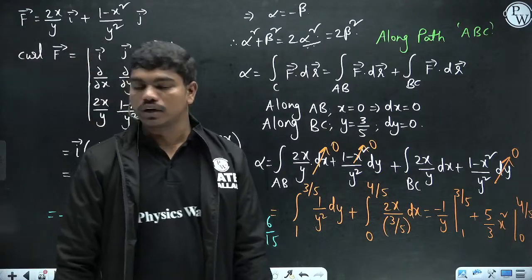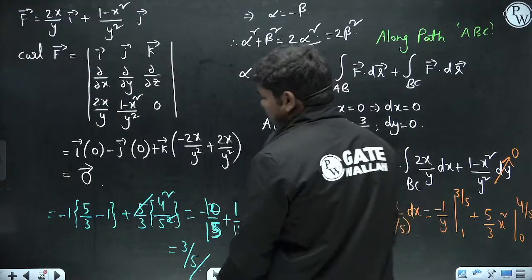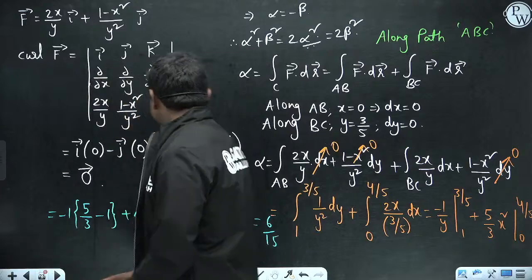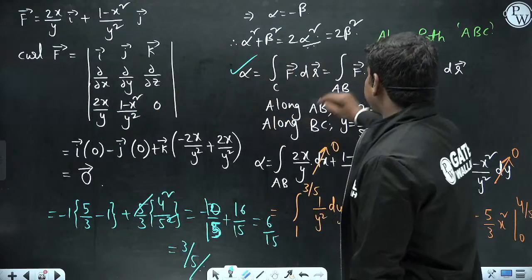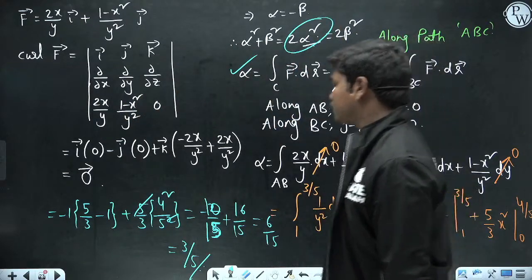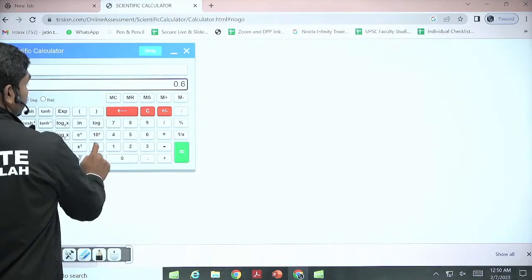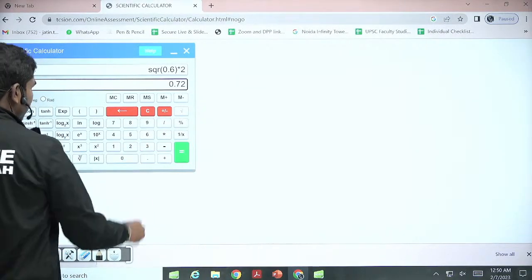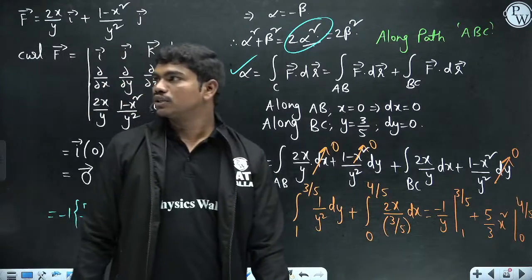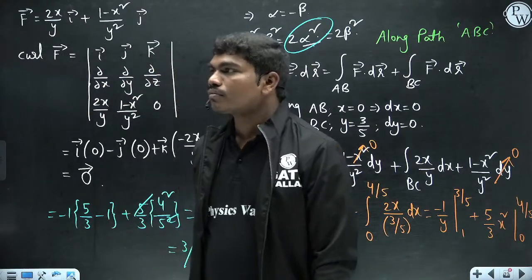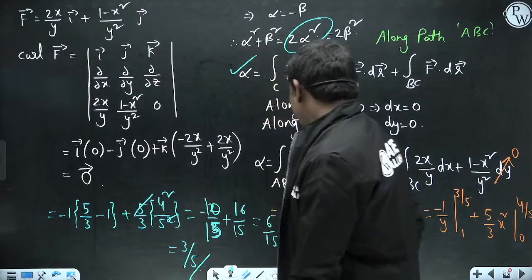Now we need 2 times alpha square. This 3 by 5 is the value of alpha, so we need the value of 2 alpha square. 3 by 5 is 0.6, 0.6 square, into 2, so 0.72 is the correct answer. So 0.72, which is 18 by 25. Okay, so I made some calculation error anyway.